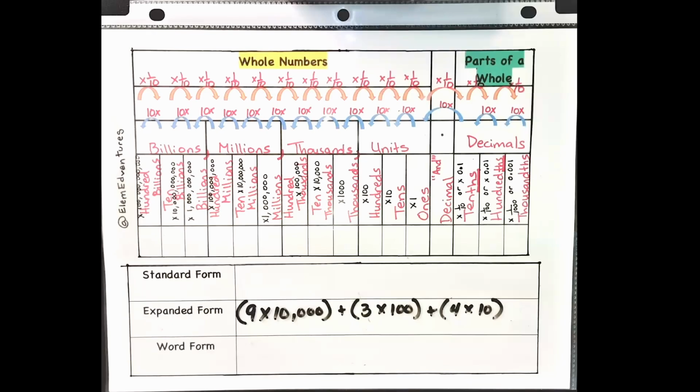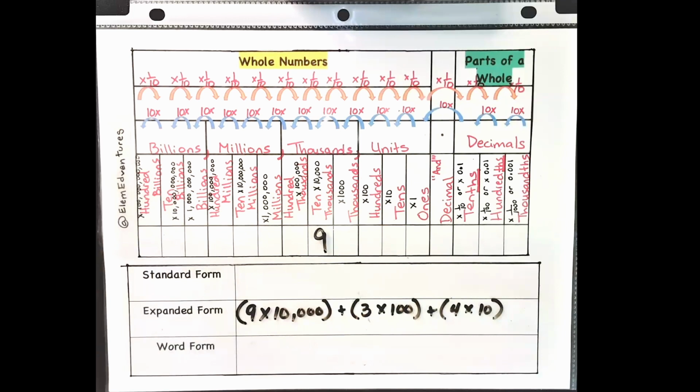Now let's look at another example. In this example, we have expanded form once again. How would this number look in standard form? Let's use our place value chart to figure this out. Starting from the left, I notice that 9 is being multiplied with 10,000. That tells you that the digit 9 is in the 10,000s place.